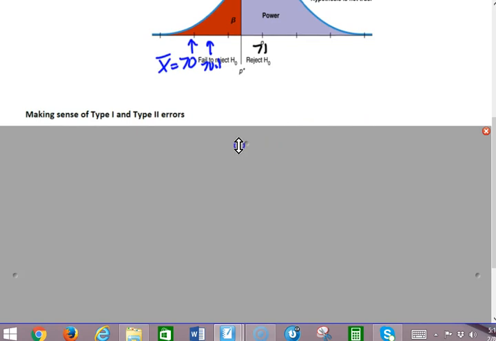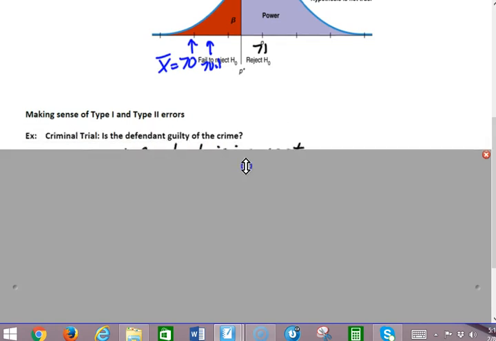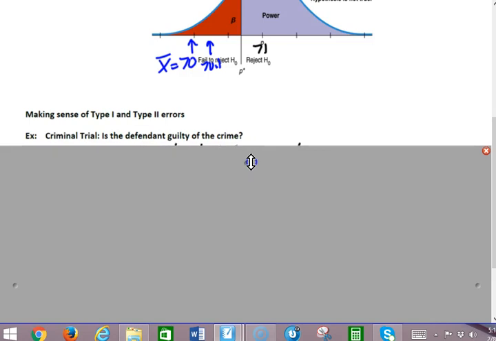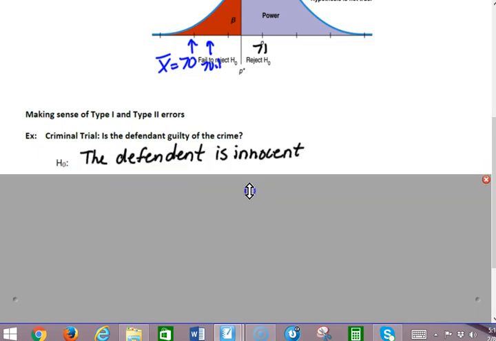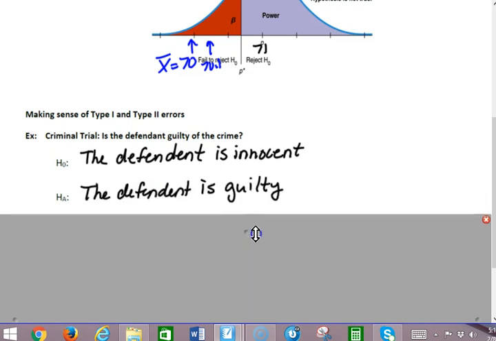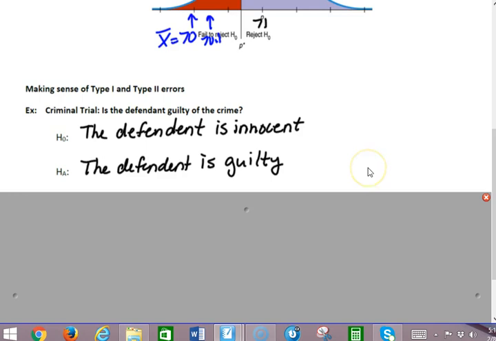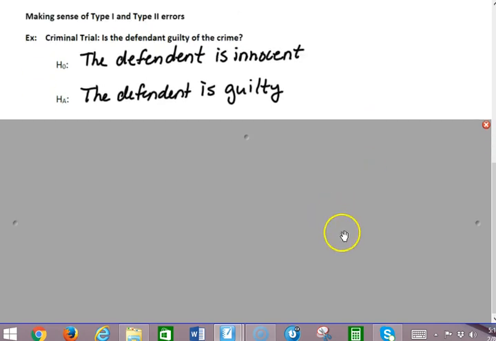Now, we're not going to do any specific numerical examples here, but let's say we have a criminal trial in the United States, and we say, is the defendant guilty of the crime? Well, our null hypothesis is always that the defendant is innocent until proven guilty. So that's our null hypothesis. And the prosecutor is trying to find evidence that the defendant really committed the crime. So they're trying to find evidence for the alternate hypothesis that the defendant is guilty.